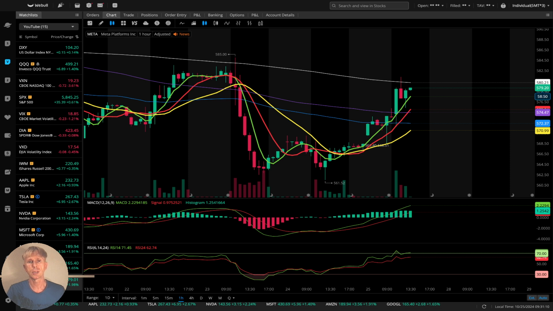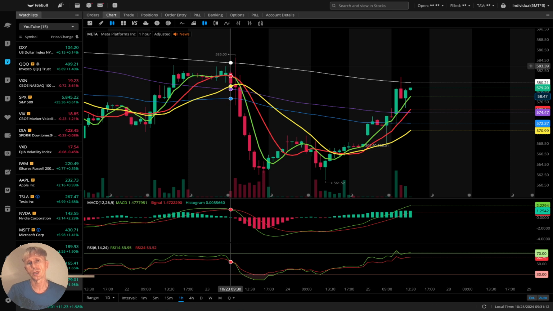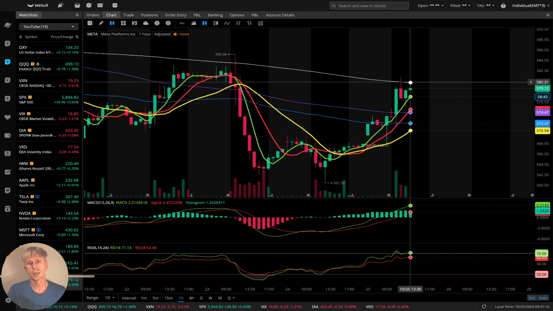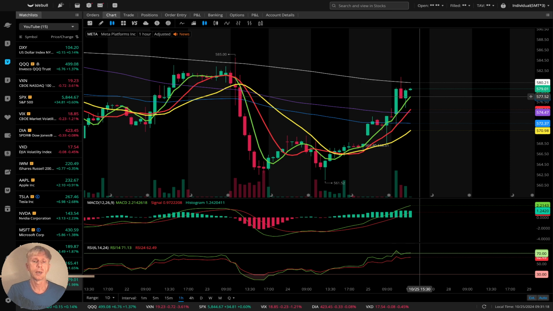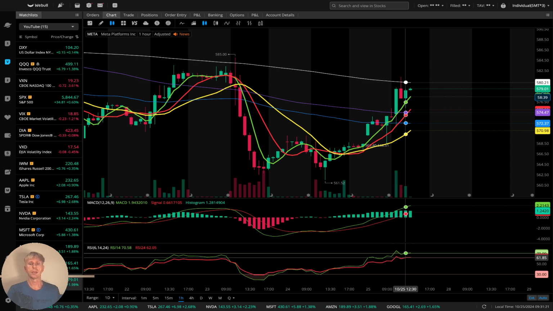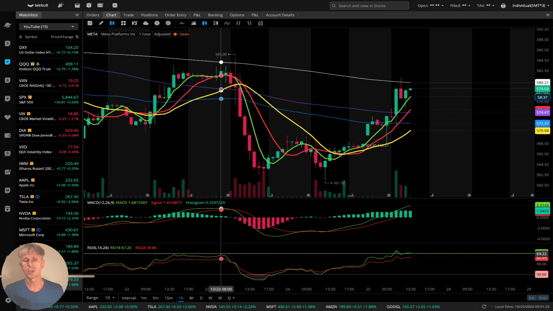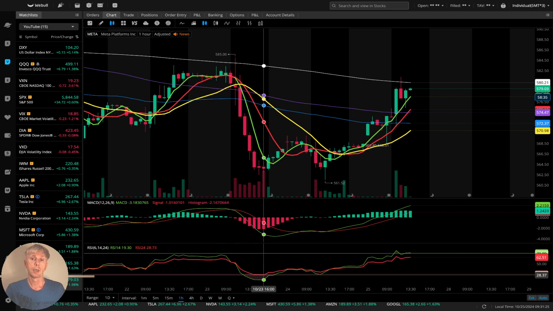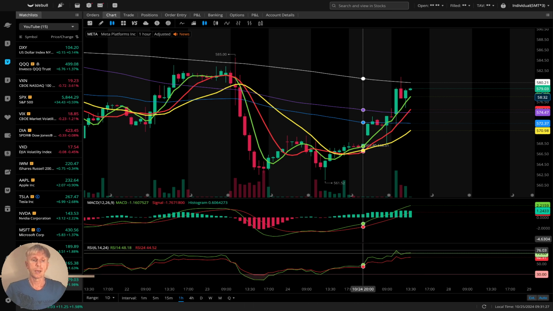MA200 is strong resistance, like it was recently. You see, it did touch MA200 and it was rejected. Similar could happen here again. RSI overbought territory, the same overbought territory was here and it was rejected. Bullish trend on 1 hour time frame.